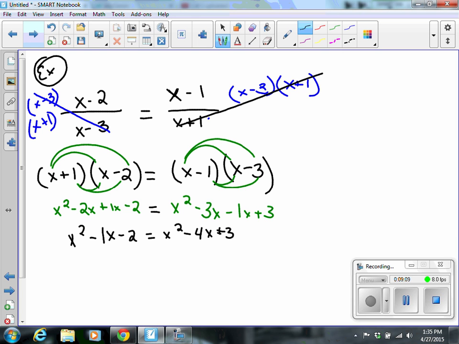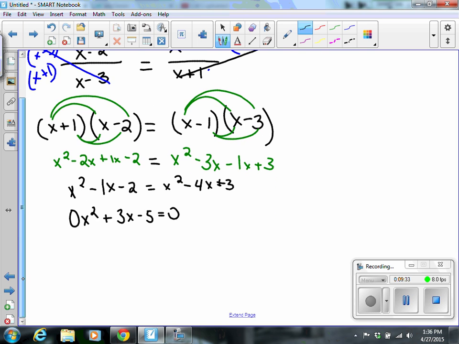All right, what do I do from here? Step 3 was to get the variables on the same side. So I'm going to go ahead and do that. So I have 0x squared plus 3x minus 5 equals 0. Okay, I'm going to rewrite this. All right, so I can go from here. So 3x equals 5. x equals 5 over 3.